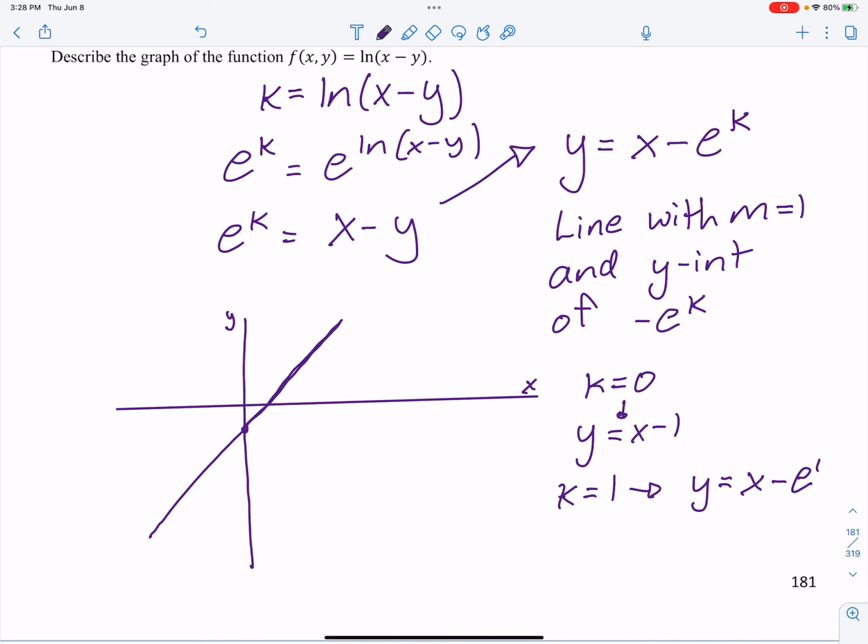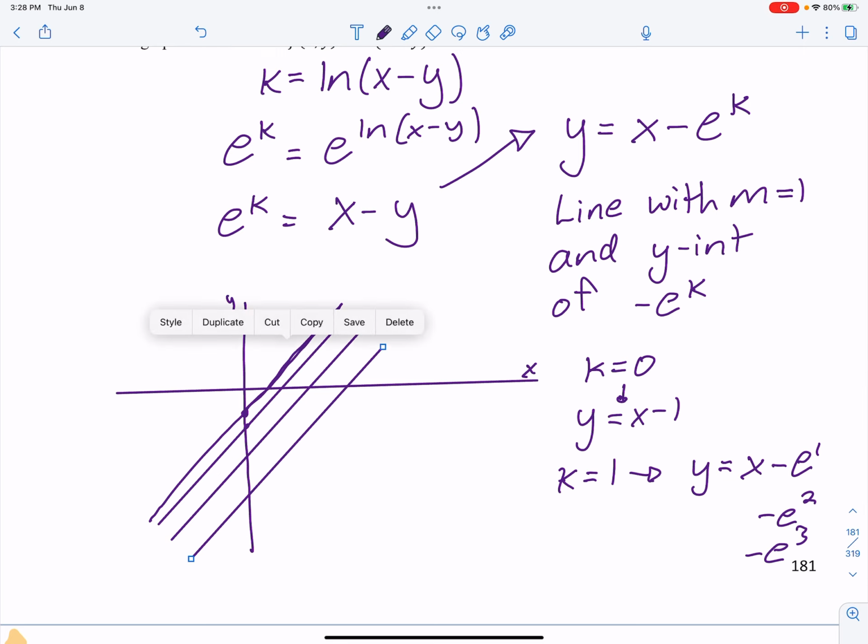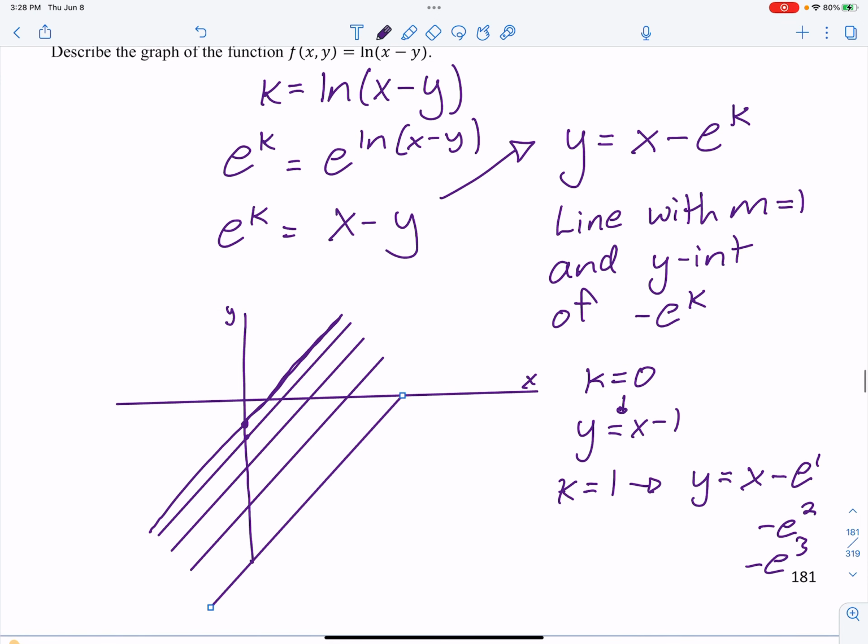As this grows, minus e to the 2, minus e to the 3, as that's going up, that y-intercept is exponentially getting bigger. So what's happening is at first, we'll have a bunch of lines that look like this, in that same direction as that first line. But as we go further down, the spacing will just start becoming a little bigger because the y-intercept is getting exponentially bigger with every new one.